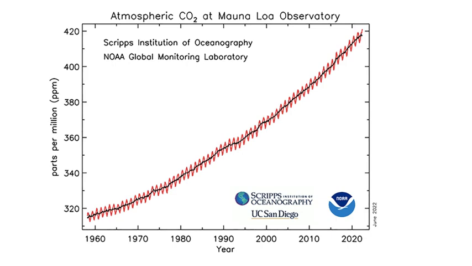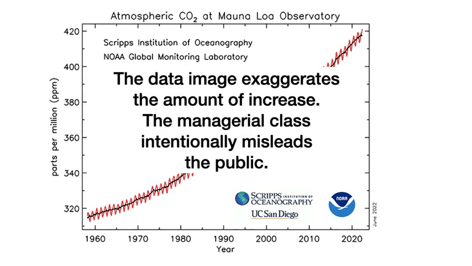Well, that creates a very misleading image of what's going on here with these parts per million being measured in Hawaii. The data image really exaggerates the amount. You know, the image creates a perception. The managerial class, I'm going to say, is intentionally leading us astray. The managerial class is intentionally misleading the public with this kind of graph.